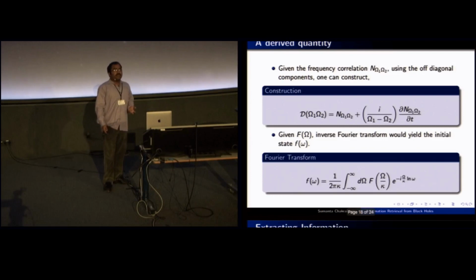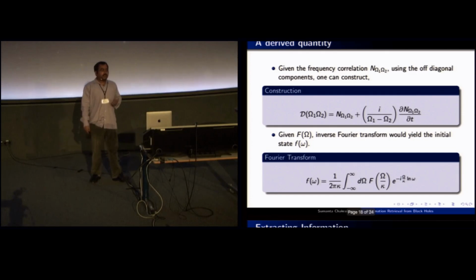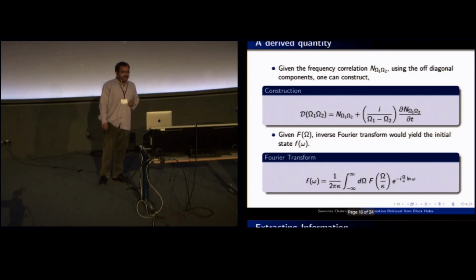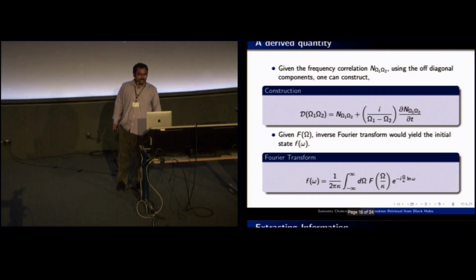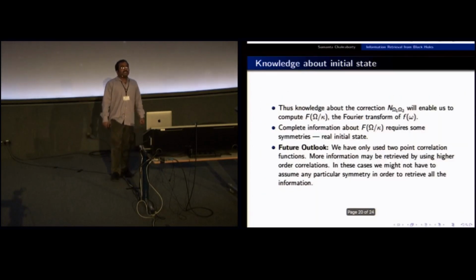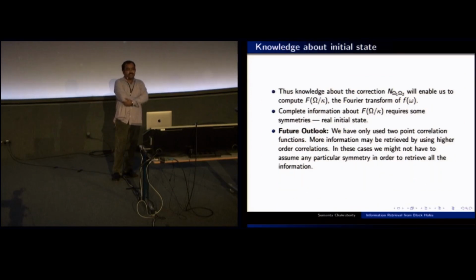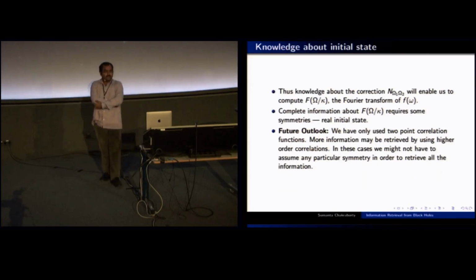So in that way, you will know what you have thrown into the black hole by analyzing the spectrum, and in particular the non-thermal corrections to the Hawking radiation. But there are some assumptions involved, so I will just try to mention them. Therefore, the knowledge about the corrections to n omega 1 omega 2 will enable us to compute this function f omega by kappa, and it requires some symmetry. That's the real initial state which we have assumed.